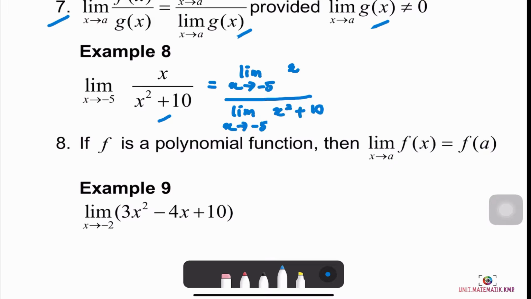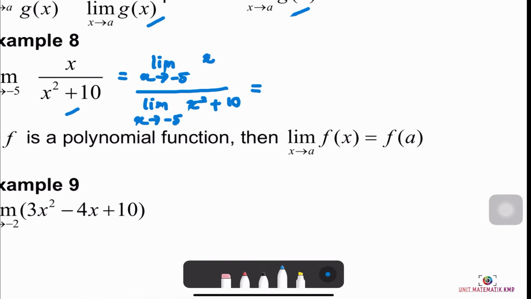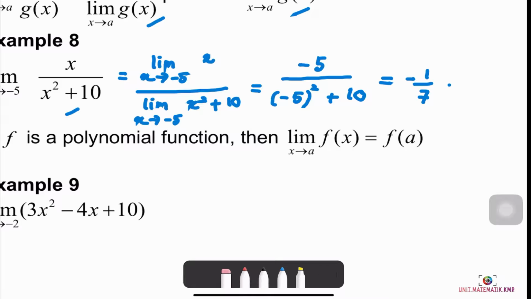Okay, so next step we substitute. For the numerator we have minus 5, over, for the denominator, we have minus 5 squared plus 10. And the final answer should be minus 1 over 7. This is property number 7.